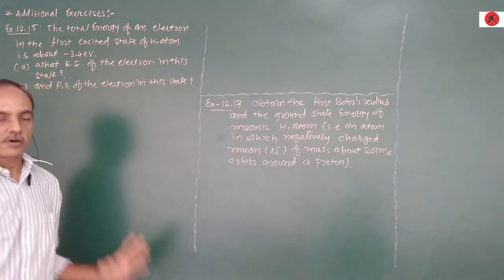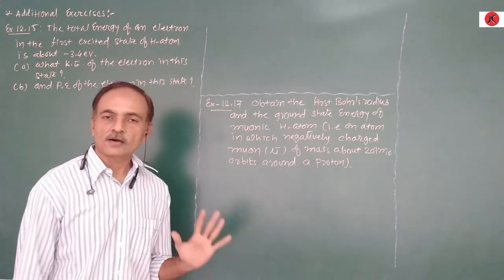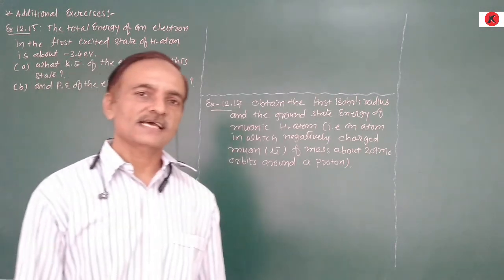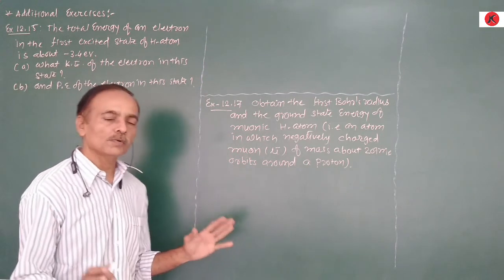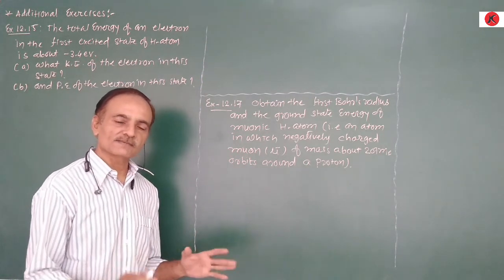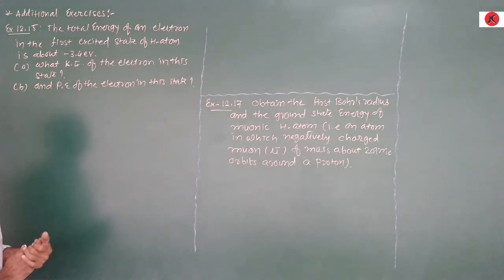After the completion of numericals of illustration and exercise, all the numericals of the additional exercise are already cancelled for the board exam. But you should consider two numericals that are possible to ask in competitive exams. One is 12.15 and the next is 12.17.